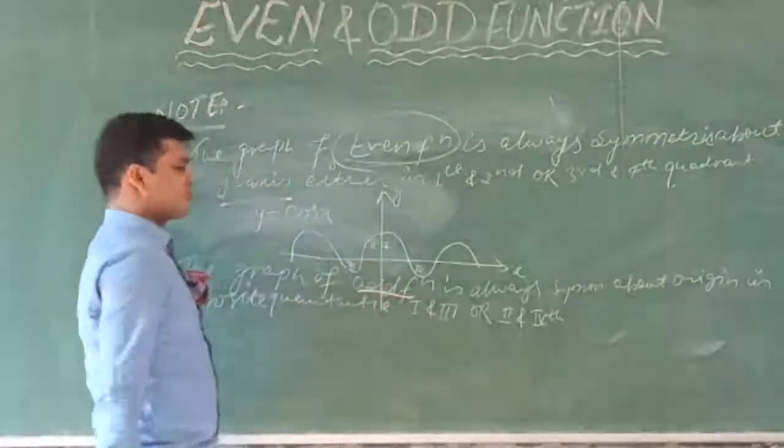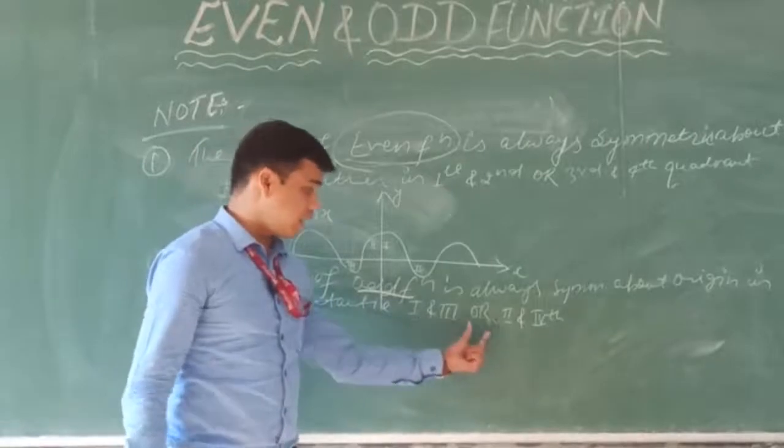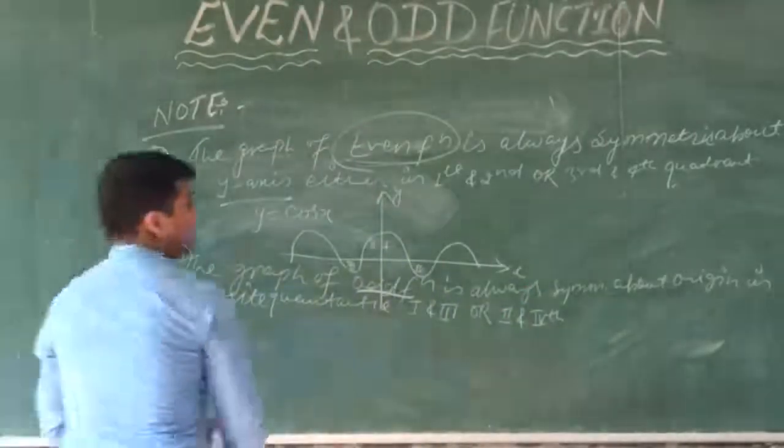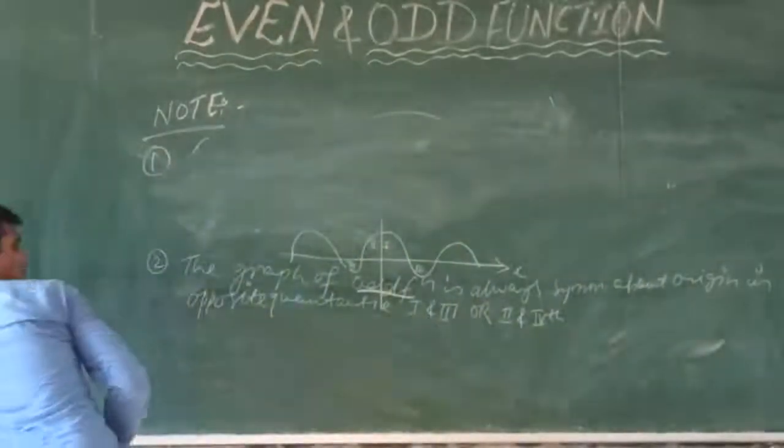The graph of an odd function is always symmetric about the origin in opposite quadrants, that is, first and third, and second and fourth. What is the meaning of this? I am going to explain with a graph. So, what is the graph of an odd function?